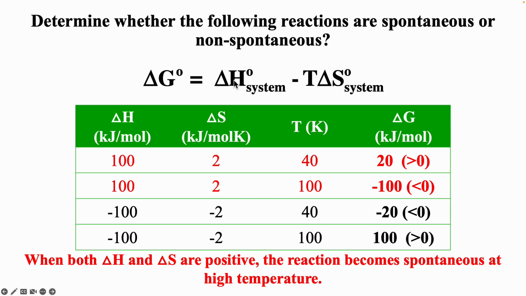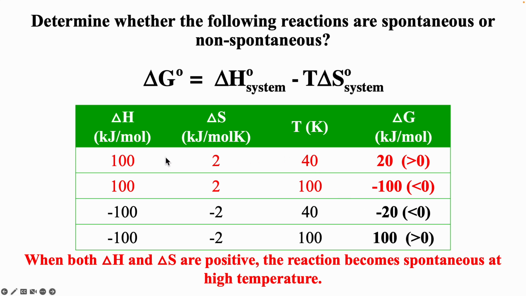Here we have minus 100, minus 2. This time temperature is 100, so that gives you minus 200. But that negative sign, and so that gives you delta G of 100. And so that would be non-spontaneous.